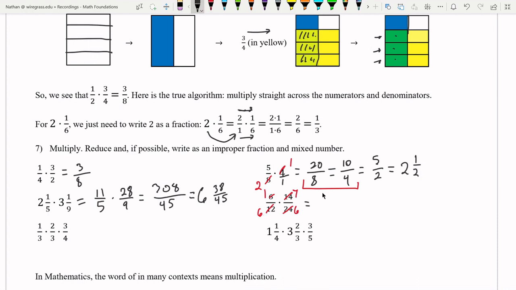Multiplying straight across, I get 7. 1 times 7 is 7. 6 times 6 is 36. And then I don't have to reduce it at all because I reduced everything as far as I could initially.